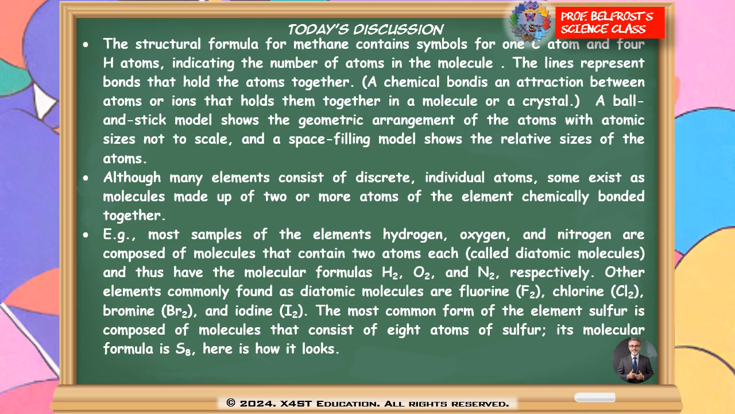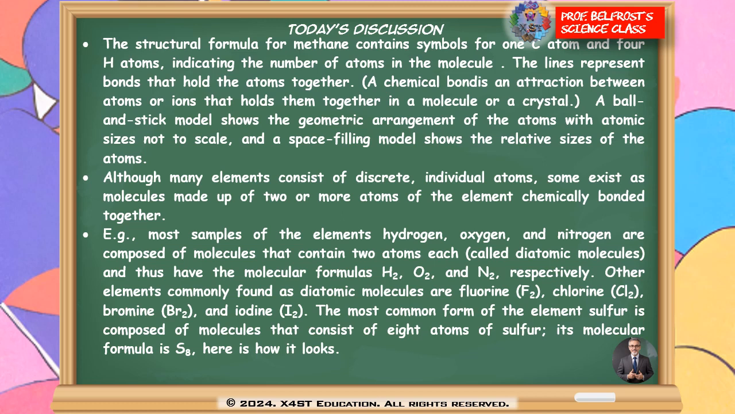And although many elements consist of discrete individual atoms, some exist as molecules made out of two or more atoms of the element chemically bonded together. For example, most samples of the elements hydrogen, oxygen, and nitrogen are composed of molecules that contain two atoms each, called diatomic molecules, and thus have the molecular formulas H2, O2, and N2 respectively. Other elements commonly found as diatomic molecules are fluorine F2, chlorine Cl2, bromine Br2, and iodine I2.